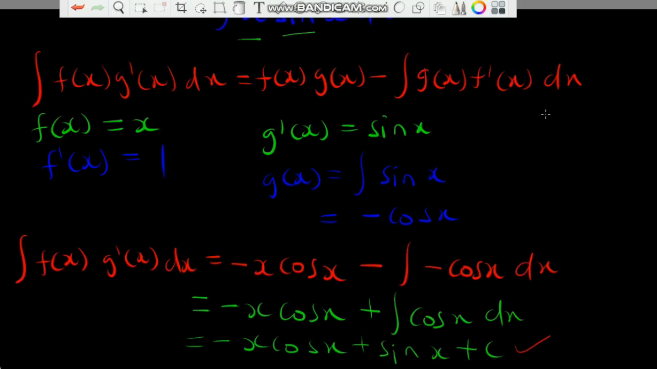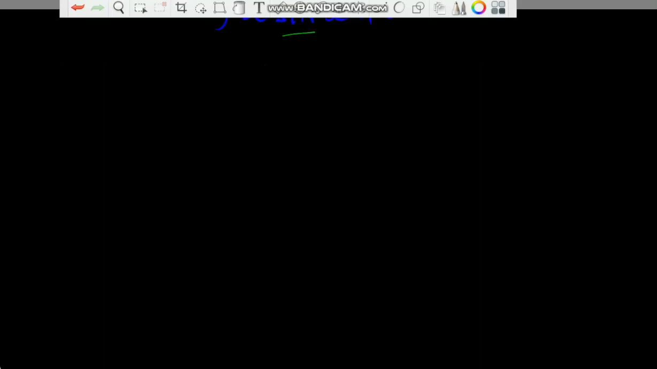Okay, so let's take another example. So the next example I have here is you should find the integral of the natural log of x. So you should find the integral for the natural log of x. So you are going to apply the same formula we used for the previous question. Okay, that's the integration by parts formula.